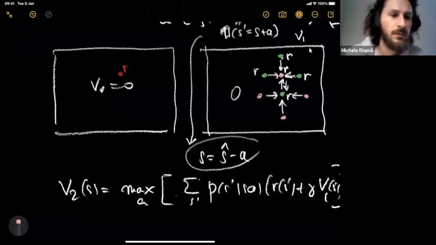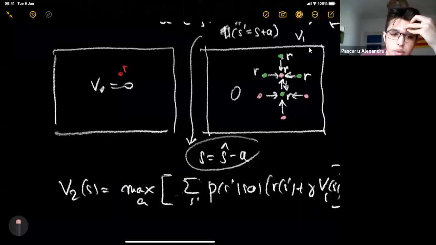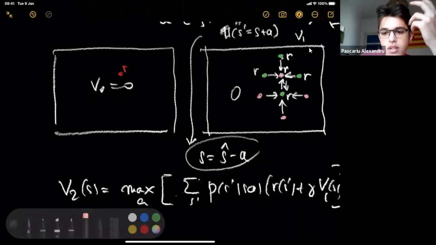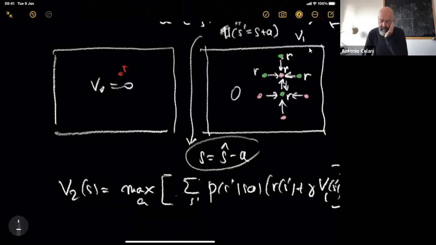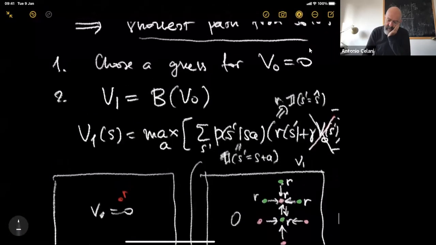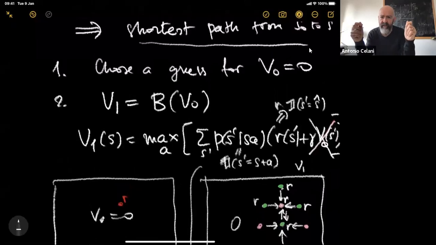So one question, if I can. Sure, please go ahead. About the notation in the last equation V2, I didn't get the point why R is of S prime and then V1 is again on S prime and not maybe on another S. Like I'm in another state now. Okay, so the argument of V must always be S prime, because that's the kind of recursion thing. So the value now depends on the value at the next state.